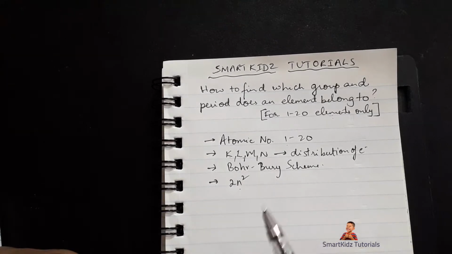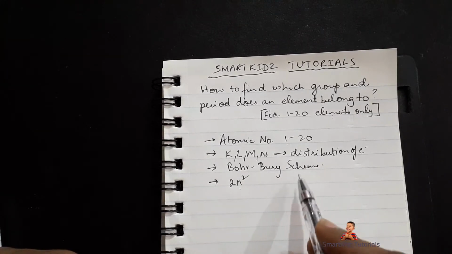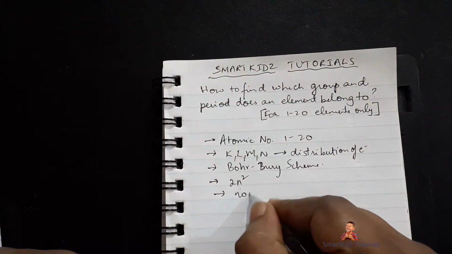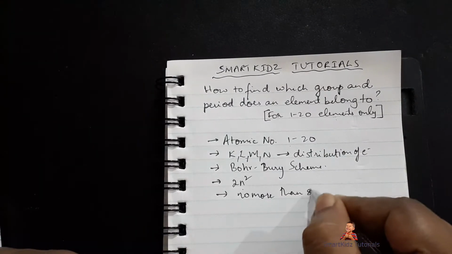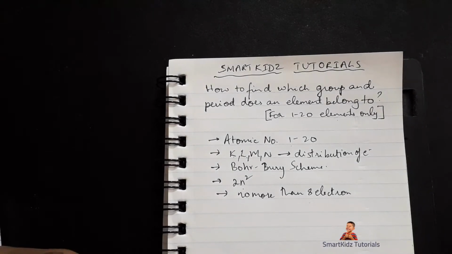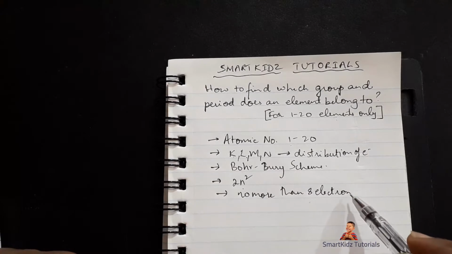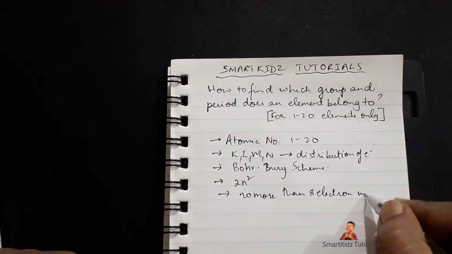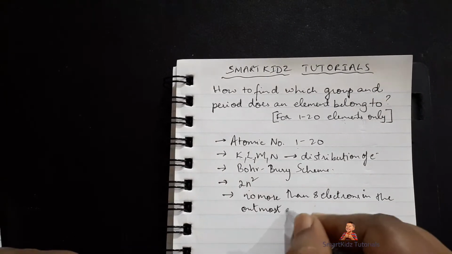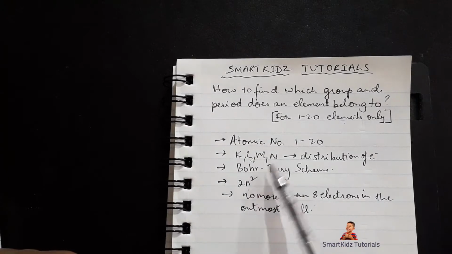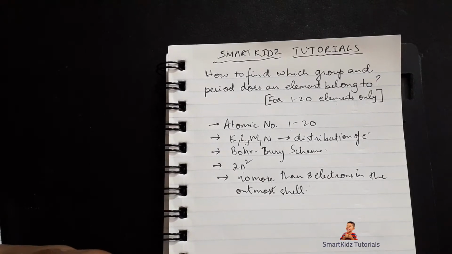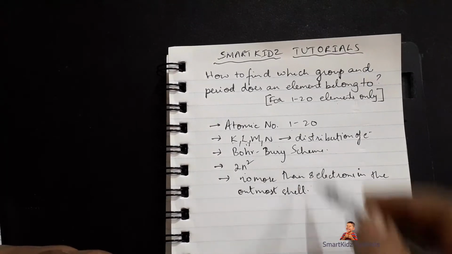The Bohr-Bury scheme also says that the outermost shell should have no more than 8 electrons. So this is very important. The outermost shell electrons are also called valence electrons. The valence electrons should not be more than 8 in the outermost shell. This applies for L, M, N. For the K shell, only 2 electrons are possible. So these are certain things you have to remember.